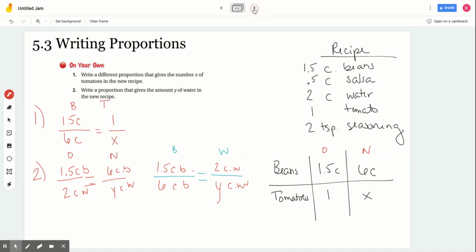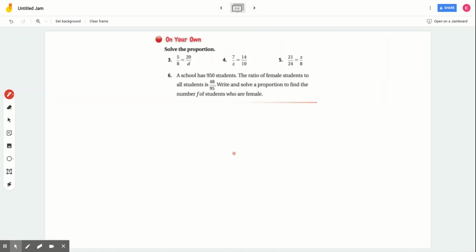Let's go ahead and take a look at a few more. So here we're going to look at solving proportions. So we are going to use that butterfly method or the cross multiply and divide. So when we rewrite the problem to have enough room to solve, we can take 8 times 20 and 5 times d. So we know that 5 times d is 5d, and 8 times 20 is 160. So we know that 5d has to equal 160.